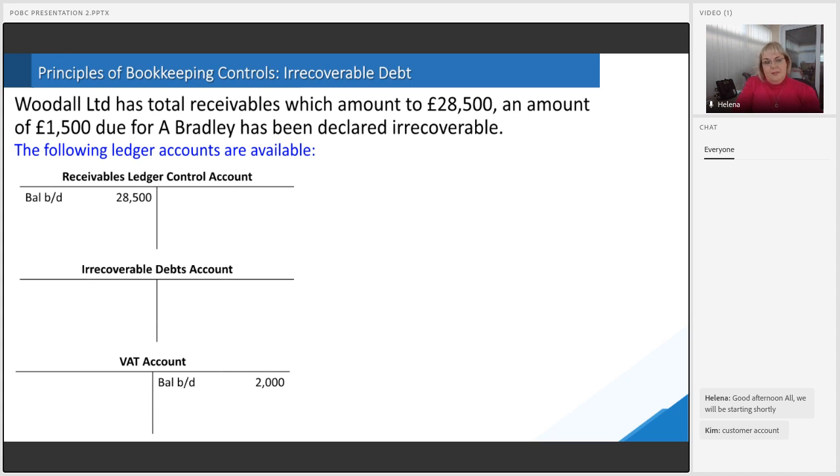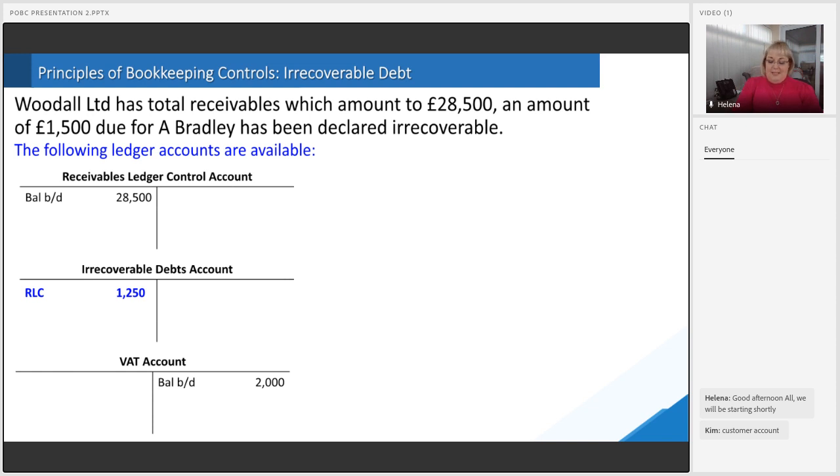The amount of 1,500, guys, includes VAT. So we need to be careful that we're stripping that VAT out correctly. And we're going to follow the double entry I've just shown you. We're going to debit irrecoverable debts with an amount of £1,250. And that's just the value of the goods. That records the expense to my business. I've sold goods amounting to £1,250 that I'm never going to receive the funds for.